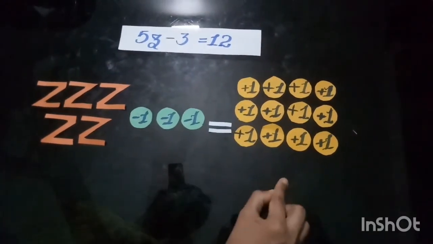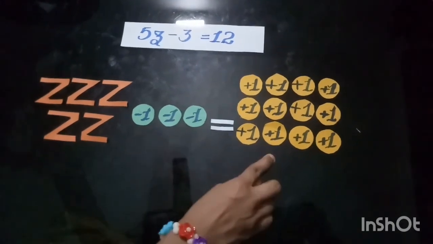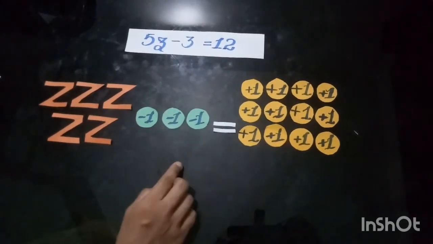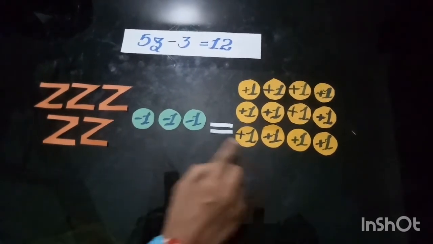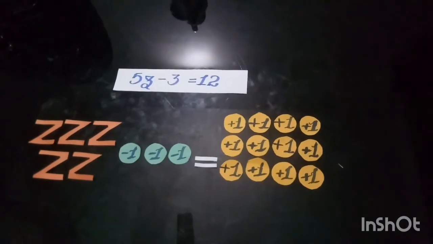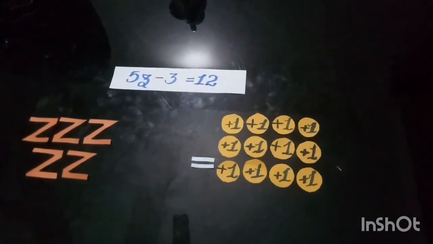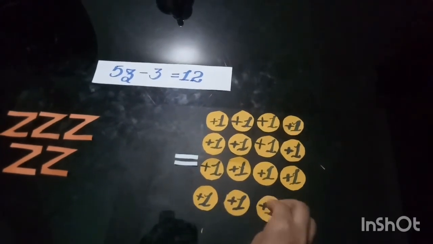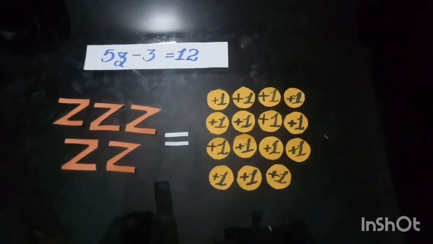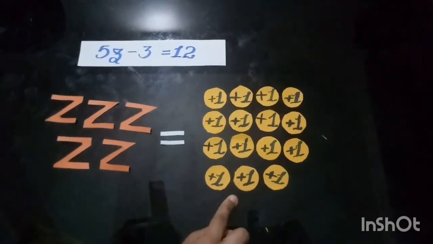To solve this equation, I am transposing minus 3 from LHS to the RHS. Remember, when minus 3 is moved from LHS to RHS, it becomes plus 3. I am taking this 3 from LHS and moving it to RHS. Now the equation becomes 5z is equal to 15.